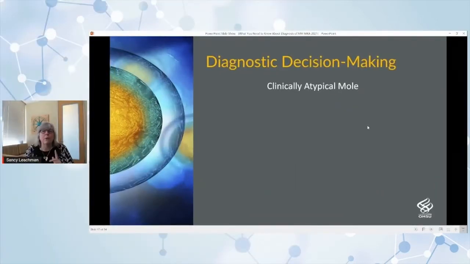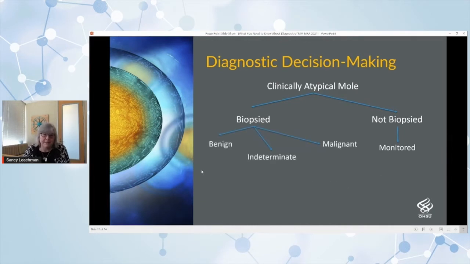So what if you have a clinically atypical mole? This is one of those indeterminate lesions. You don't know, right? And let's say you biopsied it or you didn't biopsy it. If you didn't biopsy it, what are you going to do? You're going to monitor it, and you're going to watch it and make sure it doesn't change. And if it does, you're going to get in and you're going to have it biopsied at that time. If you biopsy it, then there's three possibilities. It can either be benign, or it can be malignant, or it can be indeterminate.